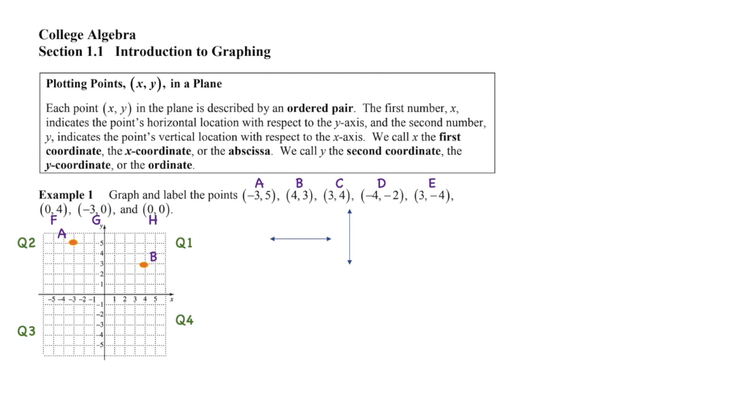To plot point C, I'll start at the origin, move right 3 units, and this time up 4 units. Take a moment to pause the video, and I want you to finish plotting the points D through H. Notice how H is the point 0, 0, which is also known as the origin.